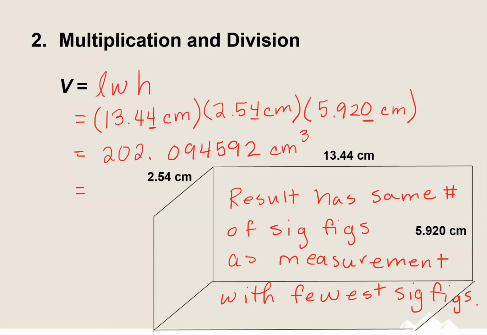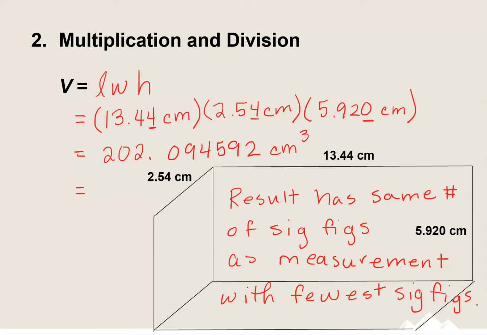That's a different rule than it was for adding and subtracting. In adding and subtracting, we cared where the number ended. We didn't care how many significant figures it had. For multiplying and dividing, we care how many significant figures are in each measurement. And I suspect that's the rule that's more familiar from high school.